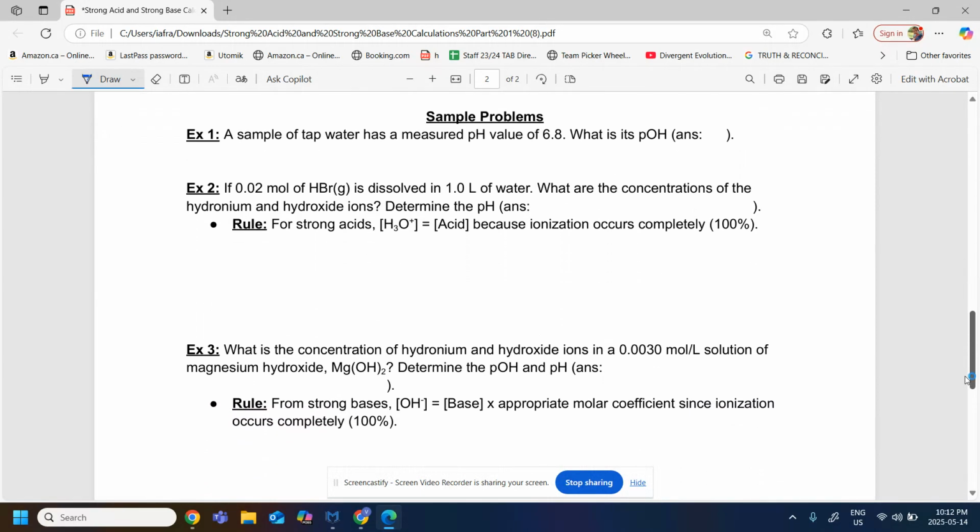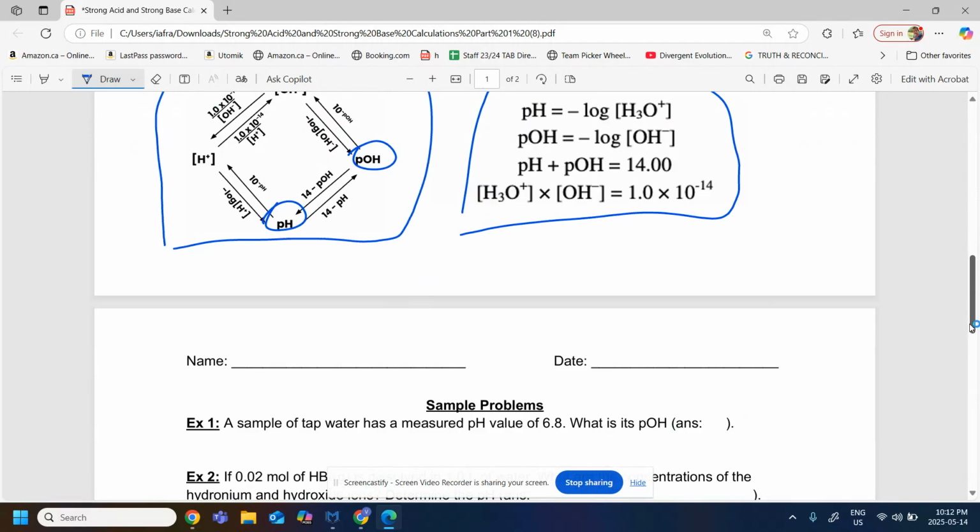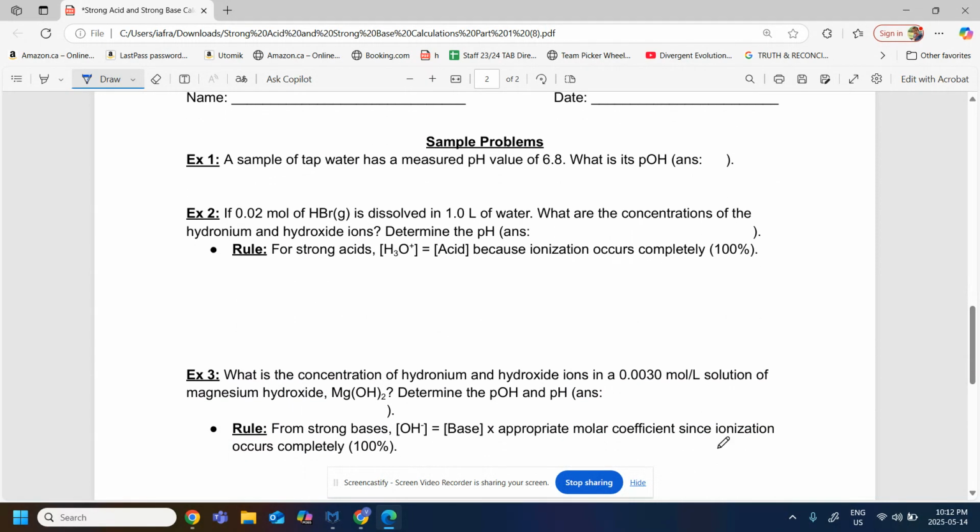So in the next video, we're going to take a look at some sample problems to apply those relationships to the context of strong acids and strong bases.